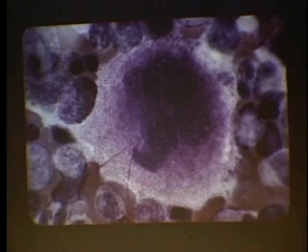Let's try another one. Next one, please. Here, this can have some little buddings too. Here's another stain entirely. But this is a megakaryocyte.